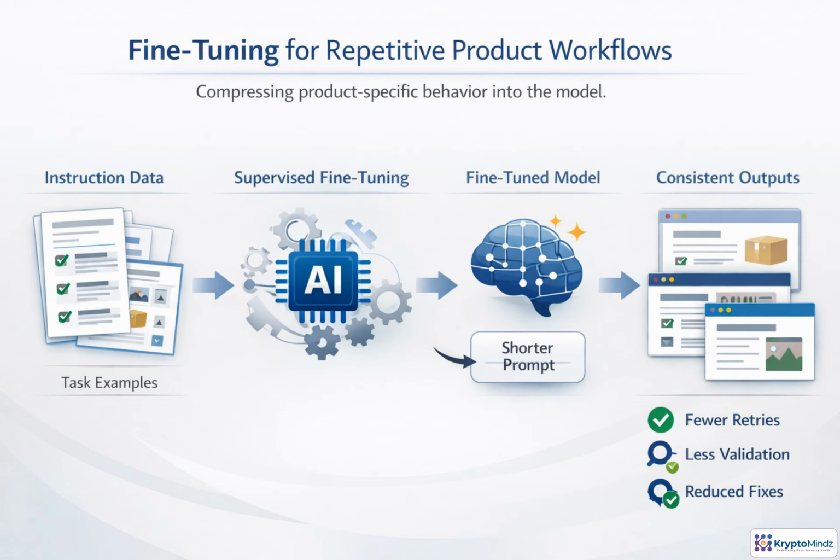Fine-tuning helps when the same product workflow happens again and again. Instead of packing every prompt with policies, examples, formatting rules, and edge cases, you train the model on real input-output examples from that workflow. Over time, those repeated instructions become part of the model's default behavior. This does not make the model smarter in every sense. It makes the model more consistent for this specific job. Prompts get shorter, outputs become easier to validate, and teams spend less time on retries, corrections, and downstream cleanup.